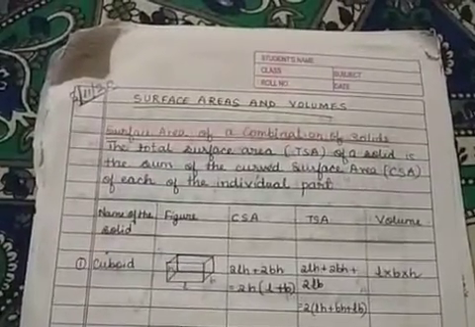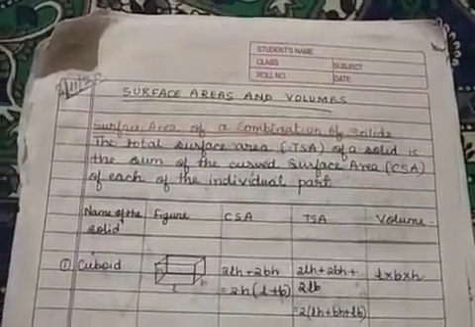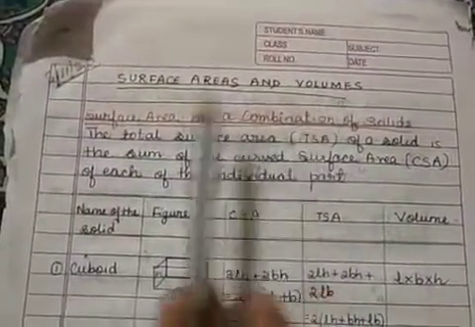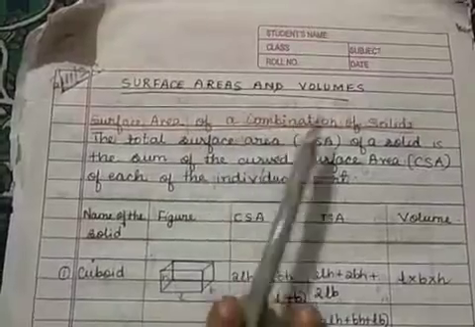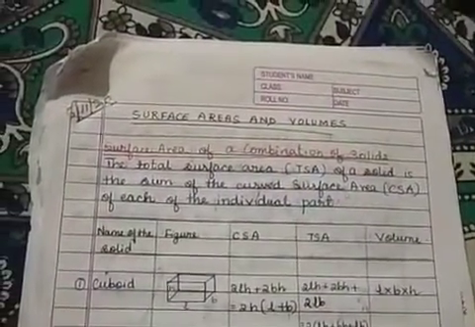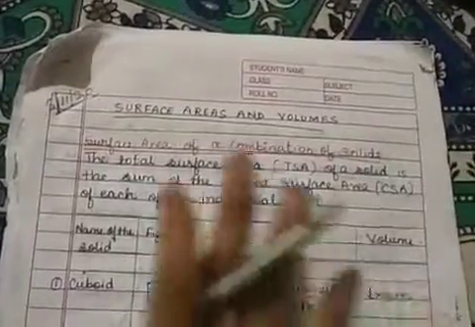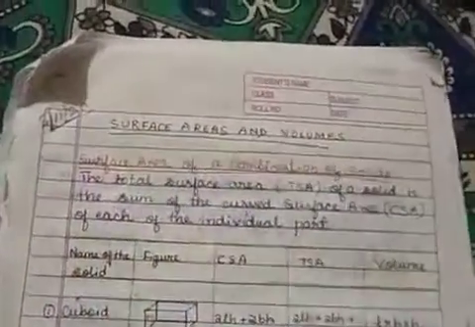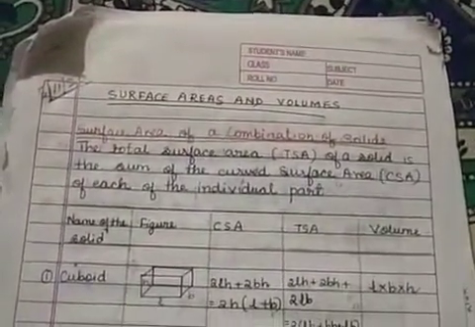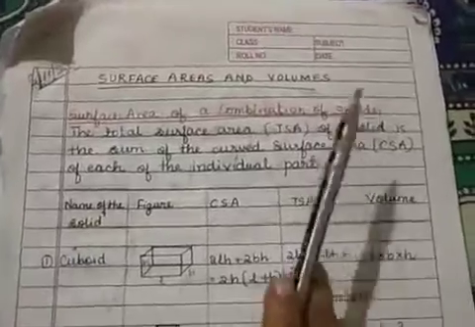In this video, let us start with the chapter Surface Areas and Volumes. The first thing that we are going to see in surface areas and volumes is the surface area of combination of solids. What do you mean by surface area of combination of solids? It means that when you have two or more solids in a particular object, how do you find the surface area of combination of solids?